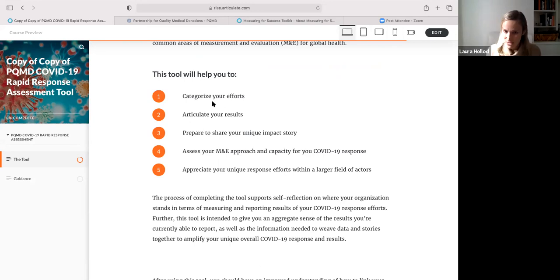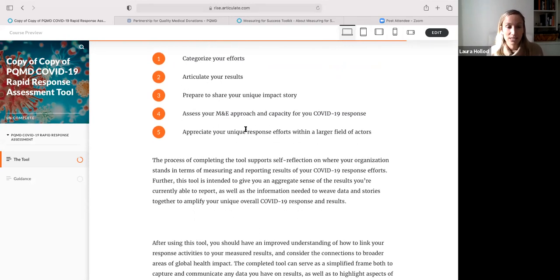And for that, we've made this an online platform, an online tool where, as you complete the tool, the data comes to PQMD on the back end. And depending on the kind of responses that we get, we would be able to look across the field as a whole and hopefully share back some of the key learnings from you. So that's a way to meet the various needs, we hope, of the members in terms of where you are in your response, and in the measurement and reporting of the results of your response.